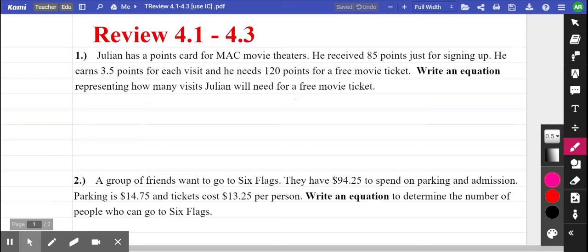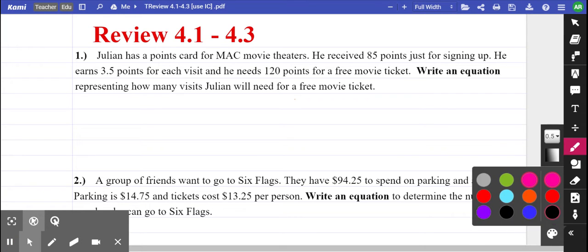All right, so this is the video key for review 4.1 to 4.3. We skipped numbers 3 and 4. I believe it should be skipped on your side of things, but I just want to let you guys know that we skipped 3 and 4. So let's look at problems 1 and 2.